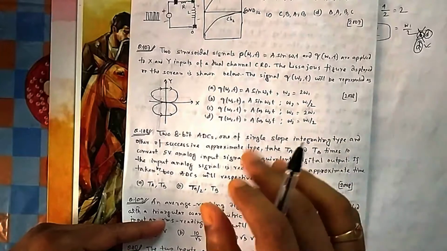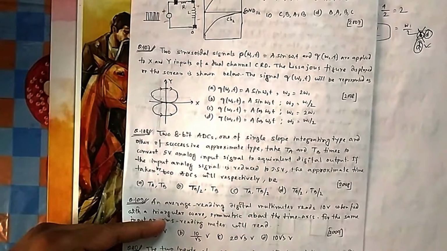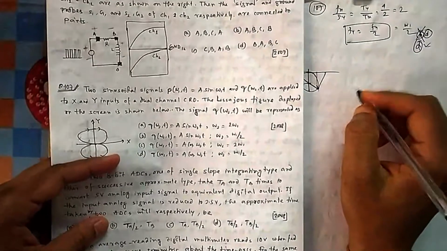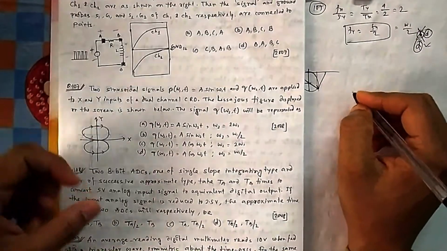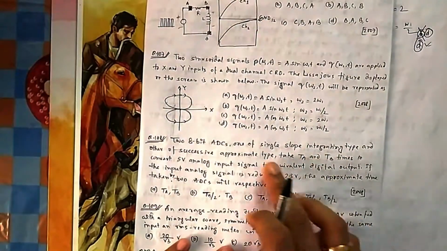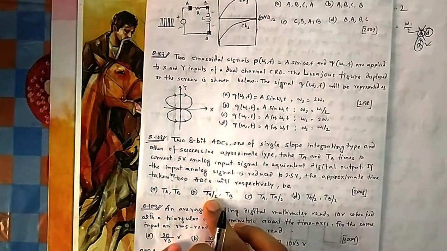Conversion time: in case of dual slope there is a formula, T2 is equal to 1 plus VA by RS. So you can think of something of that fashion, because it is not dual slope, that will depend on the input signal. So if you reduce it, the time will also reduce by half.